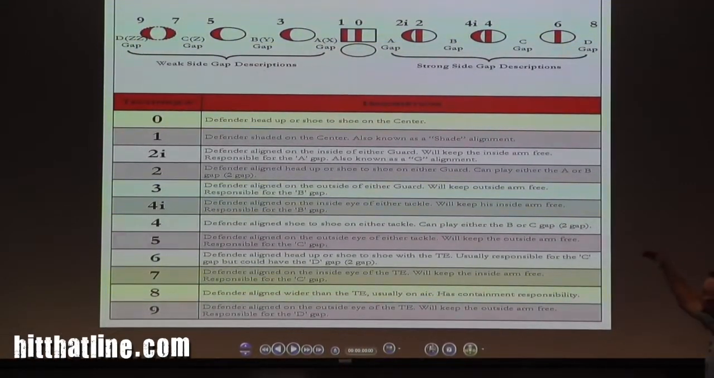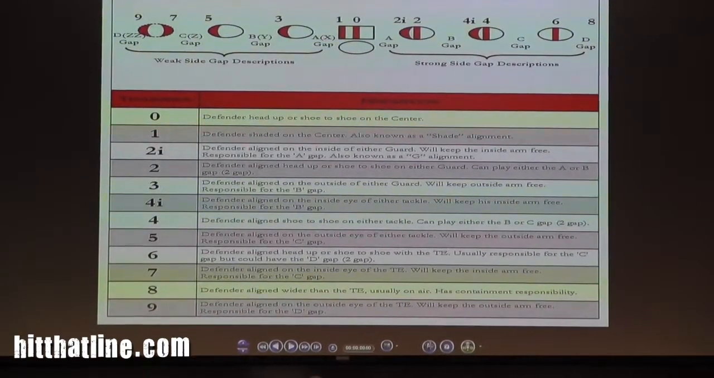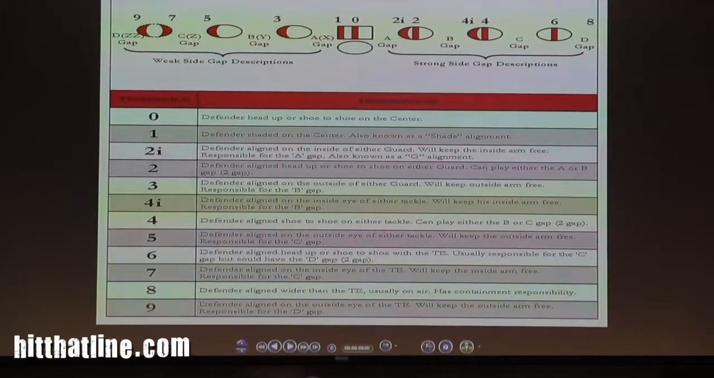A G alignment is also known as a gap alignment. You get really technical with some of this, you'll see an over G front, an under G front. That means that guy is in a 2-eye technique. Because he could very well be in a shade and still be called the same thing, but if we attach G to it, it means that shade or that nose is a little bit wider. A 2 technique is nothing more than head up. It's shoe to shoe.